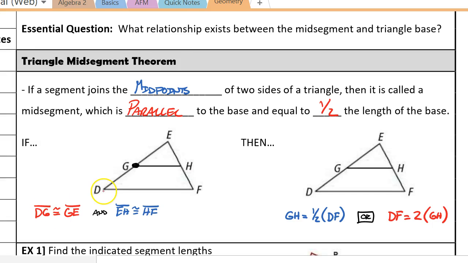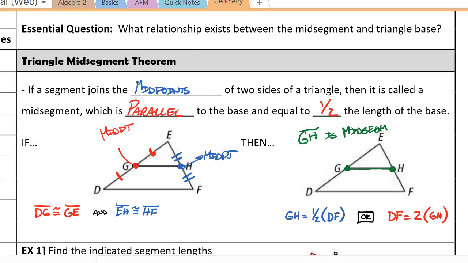So what that looks like is, if DG is equal to EG, meaning that this point G is in fact the midpoint of this full segment, and we know that EH is congruent to HF, meaning that H is the midpoint of this segment, then what we say is that this segment here, GH, is the midsegment. Okay. And now we still have those congruent sides.